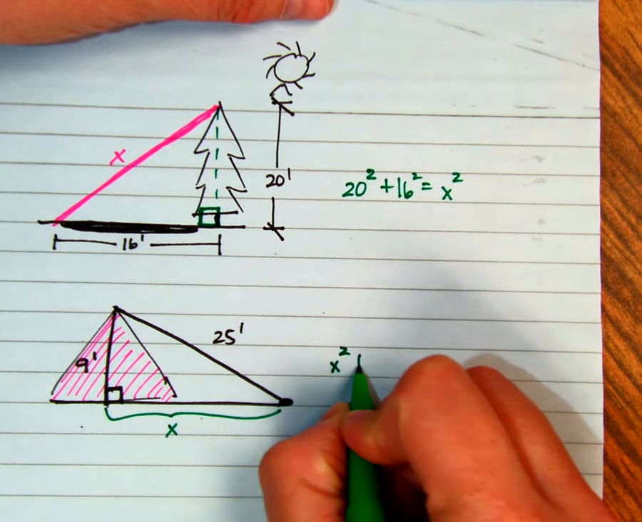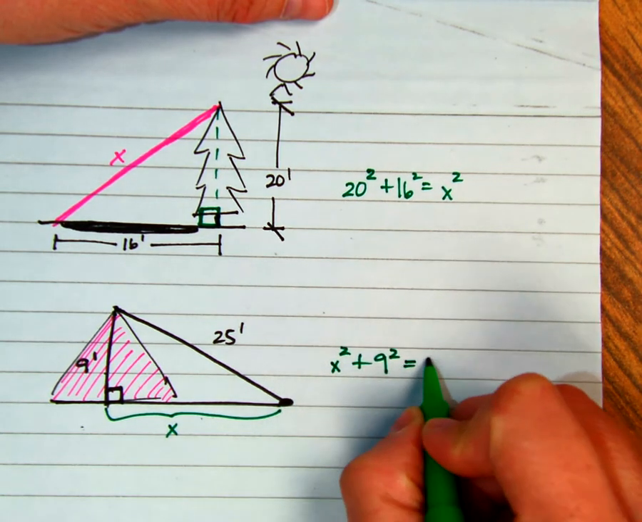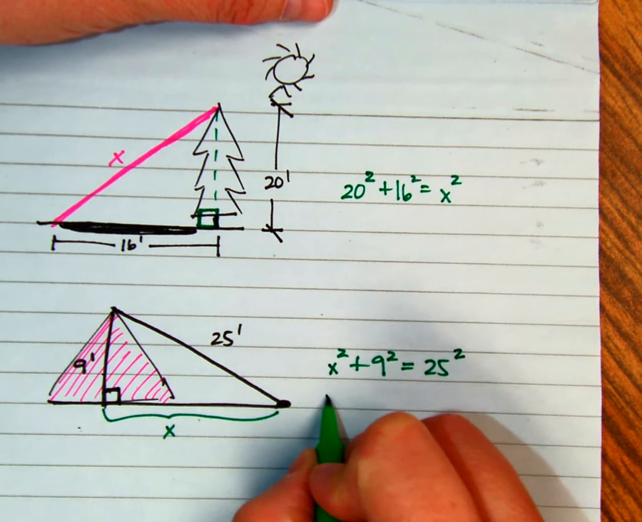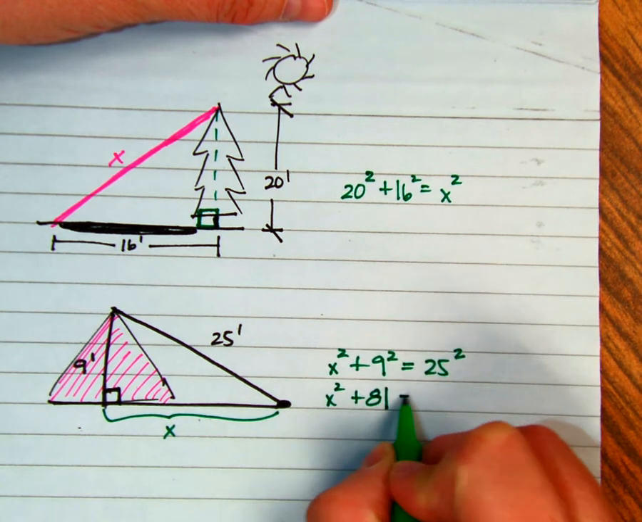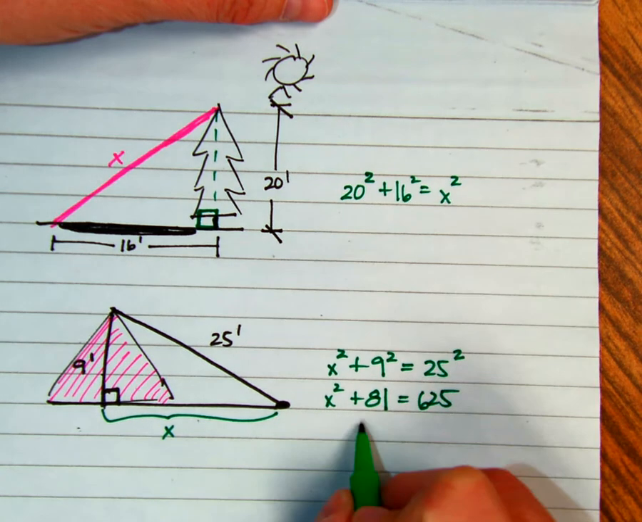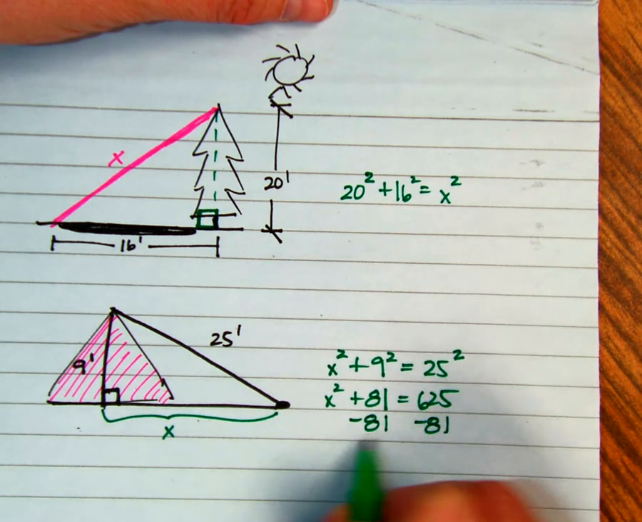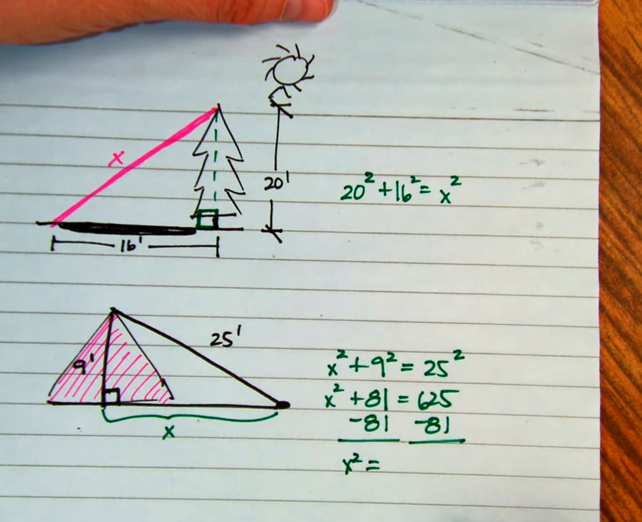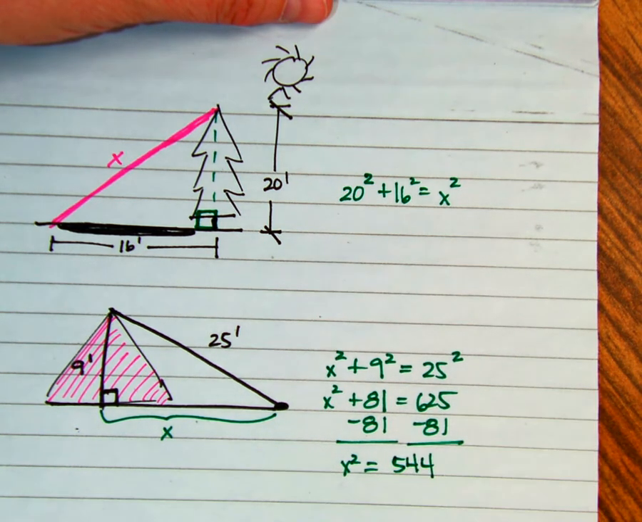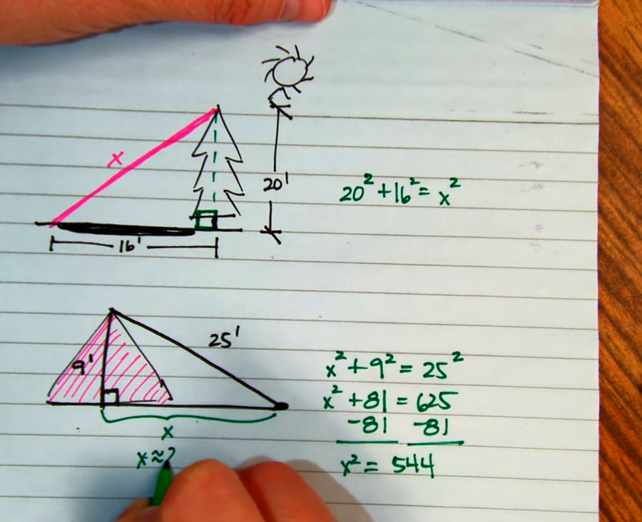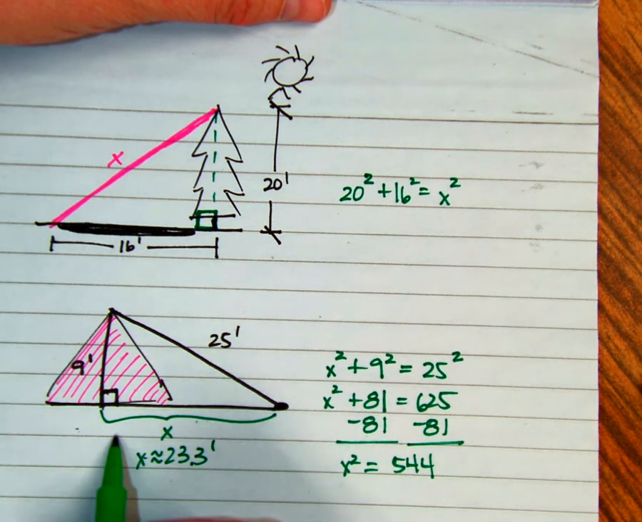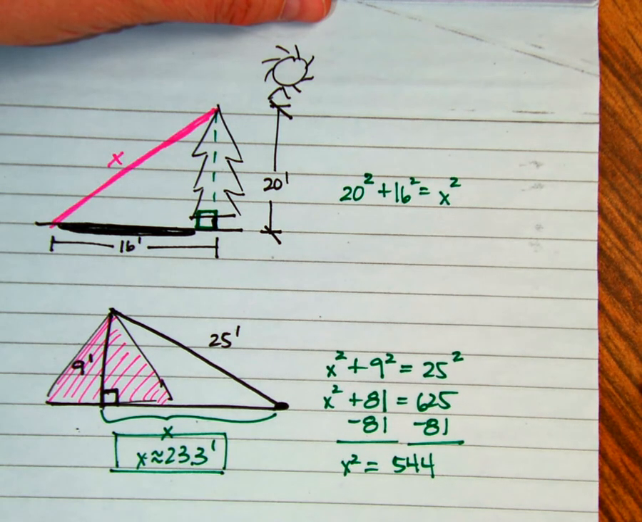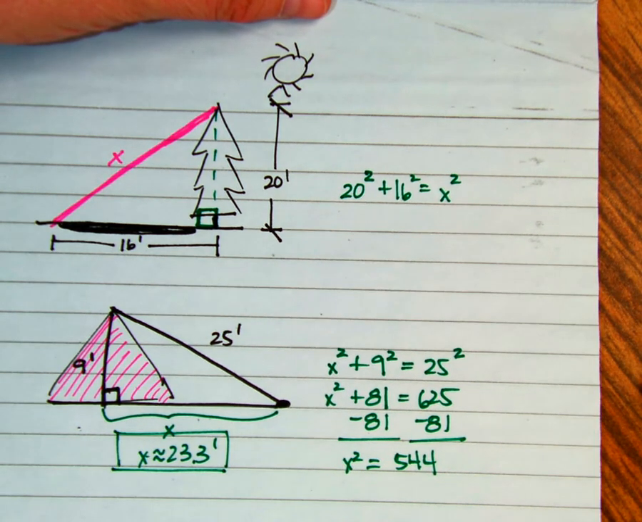So the leg squared plus the other leg squared would equal the hypotenuse squared. x squared plus 81 equals 625. Subtract 81 on both sides. x squared equals 544. I'm going to take the square root of that and get about 23.3 feet. That's what you're going to be looking at with trig applications, or excuse me, Pythagorean theorem applications.